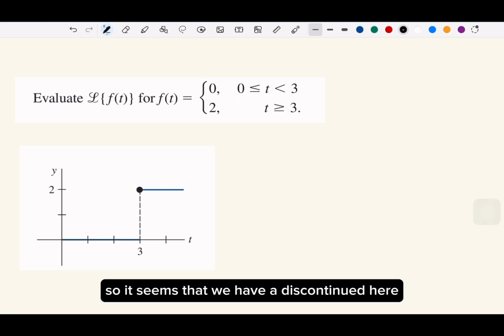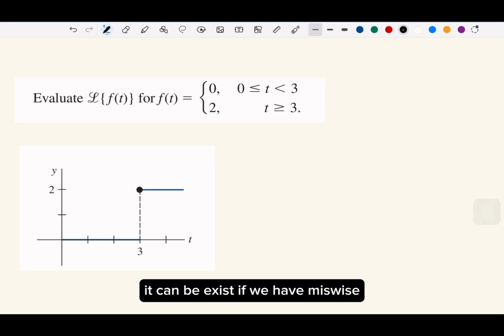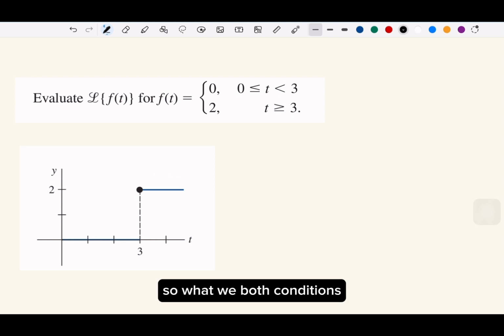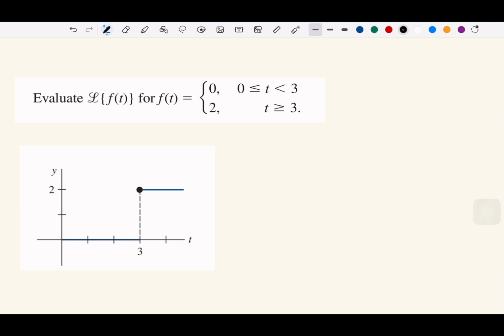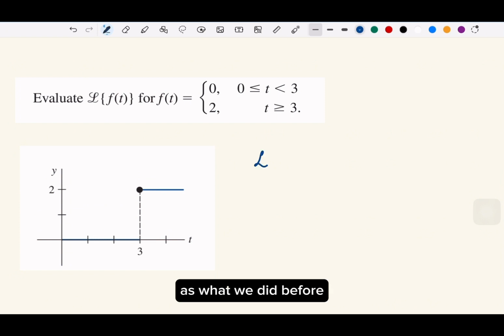So it seems that we have a discontinuity here, but we still can do something about the Laplace if we want to take the Laplace of f, because as we define, the Laplace can exist if we have piecewise continuity and the exponential order. So if both conditions hold, then it will be okay. And it is just a constant, so of course it is within the range of exponential order. Okay, so basically the way we do it is practically the same as what we did before.